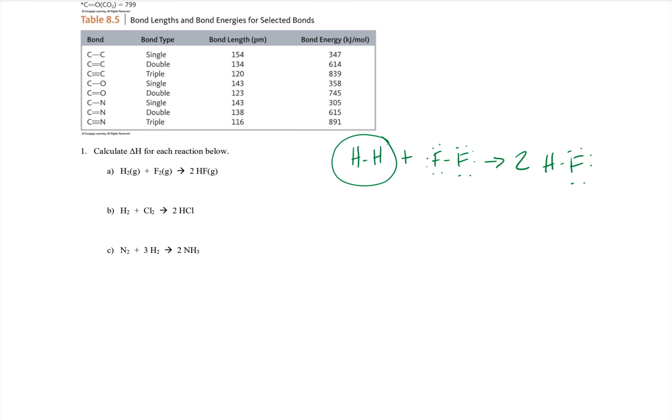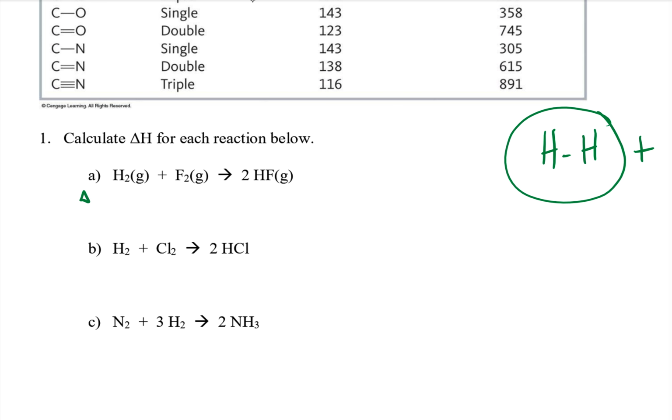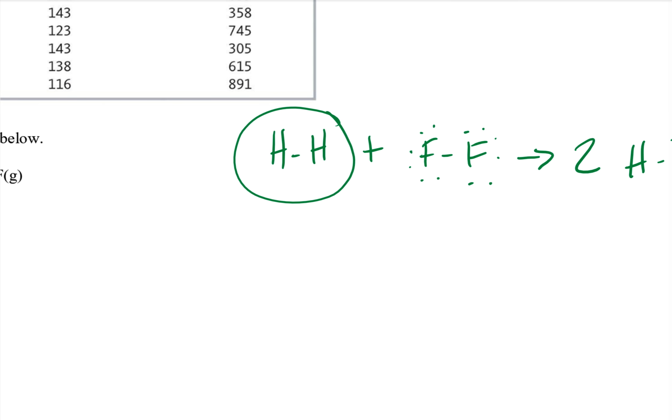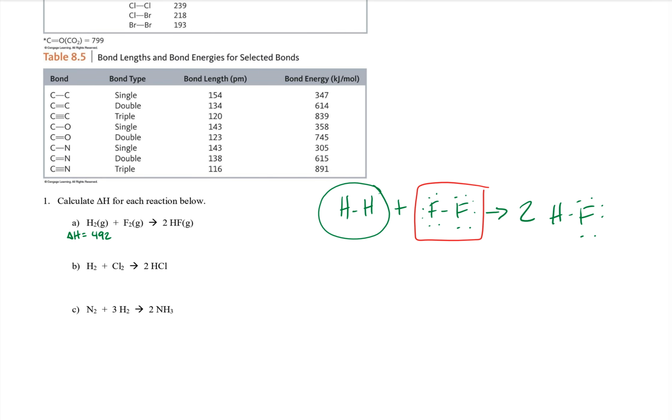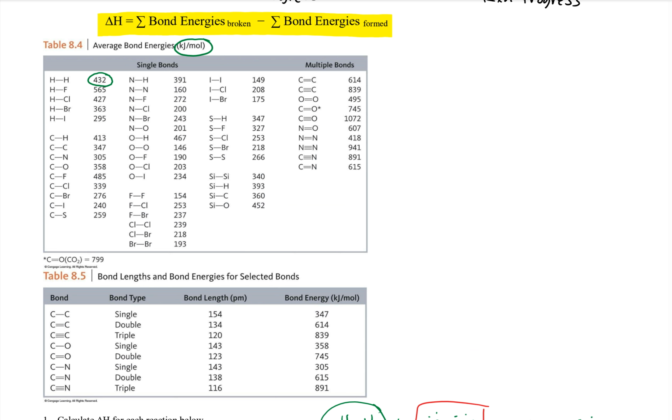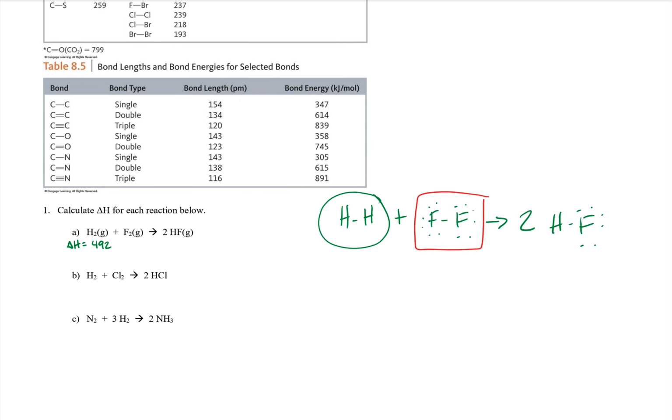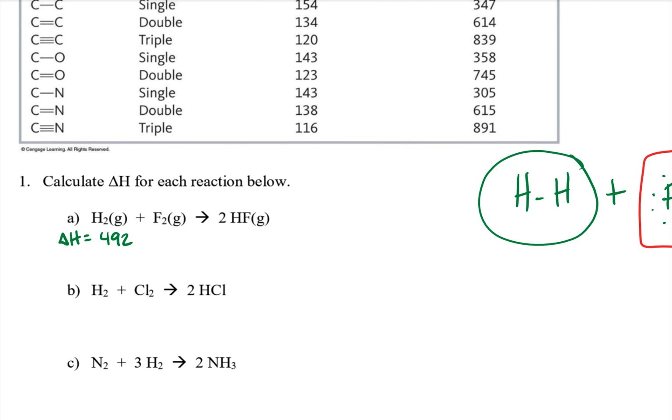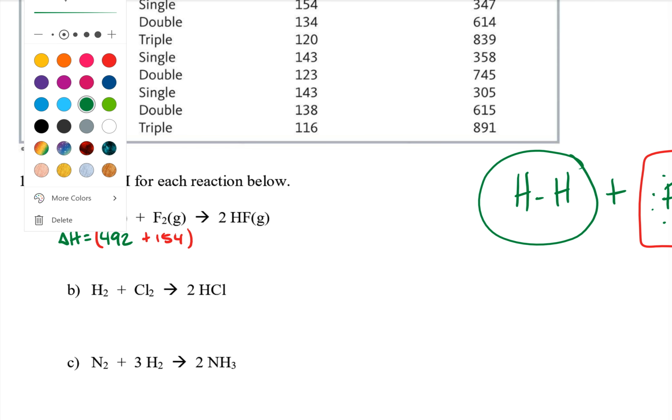So my delta H is going to be equal to 432. And then I'm looking for my next bond, fluorine to fluorine single bond. And that has a value of fluorine to fluorine right here, 154 kilojoules per mole. So I add that. There's the sum of my broken.